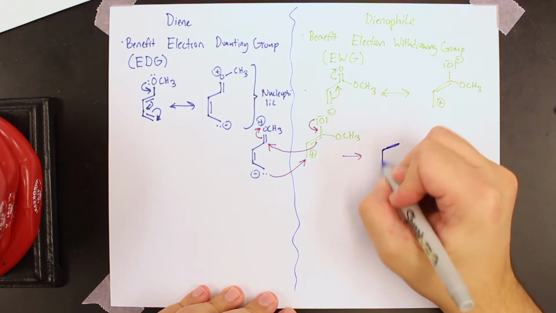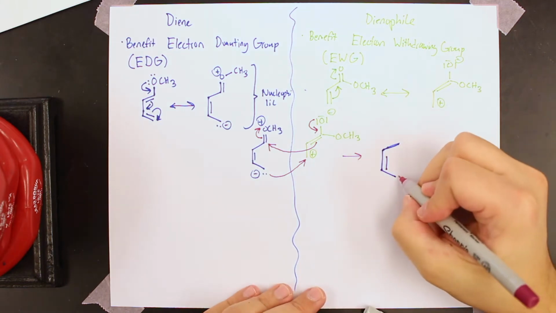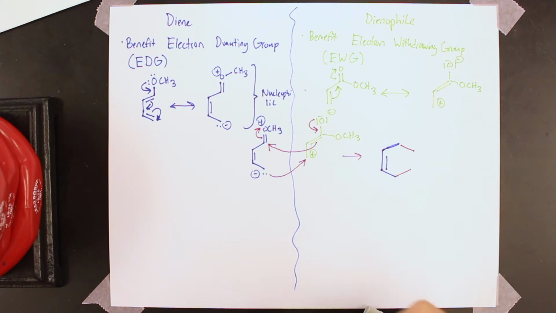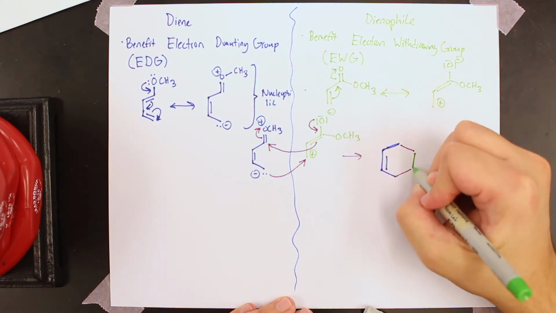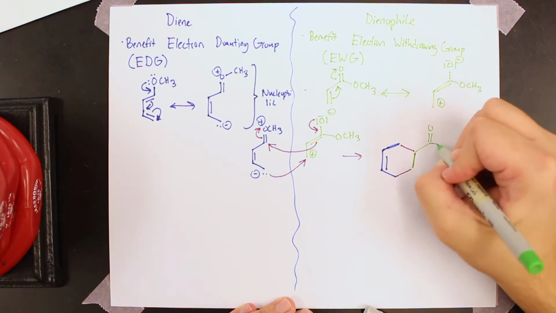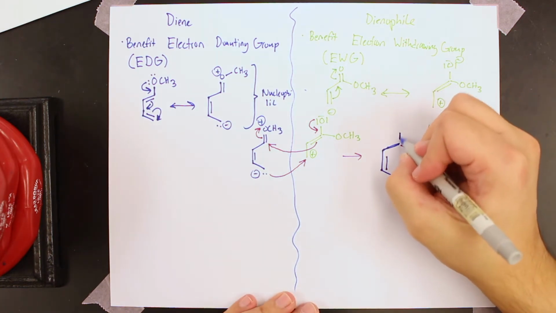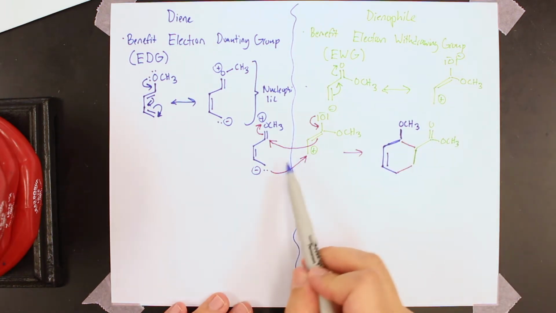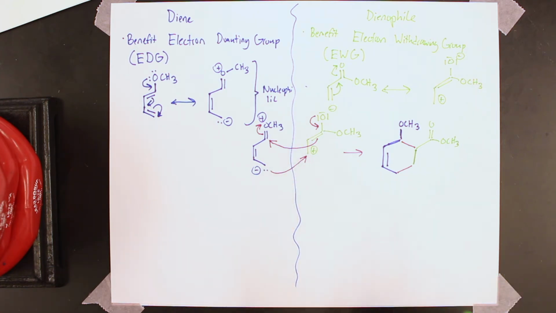So if we redraw here, I'll put the new bonds we formed in red. So these are the new bonds we formed here, the new single bonds. Okay, and then this is the dienophile portion. And then I forgot to add, up here is still the methoxy. Okay, so you can see how these resonance structures contribute to the mechanism of the reaction.